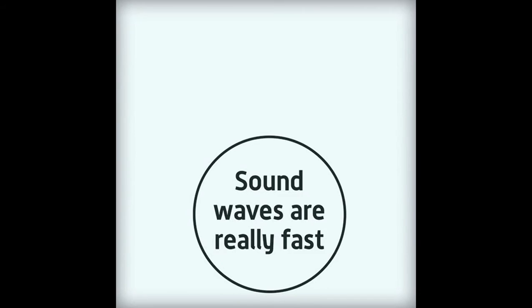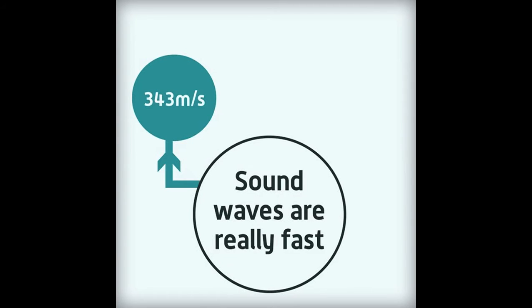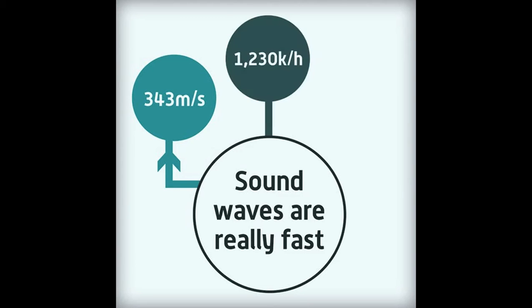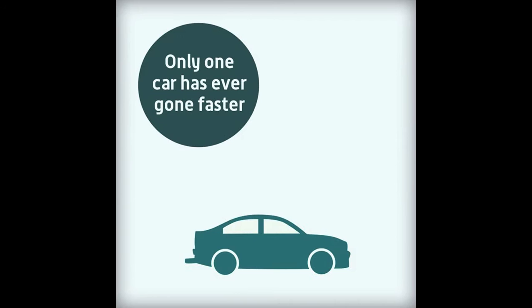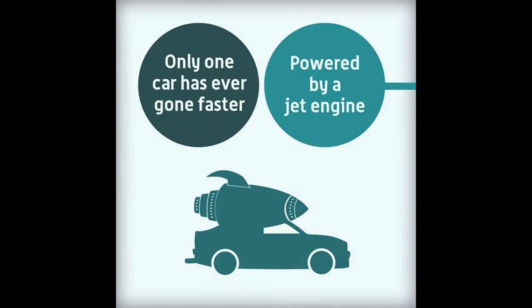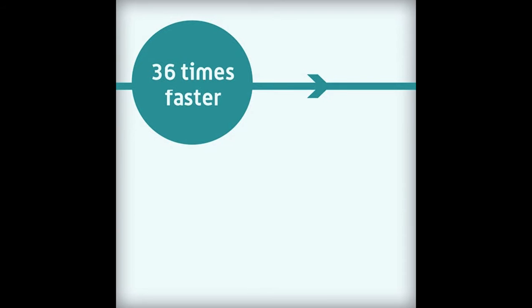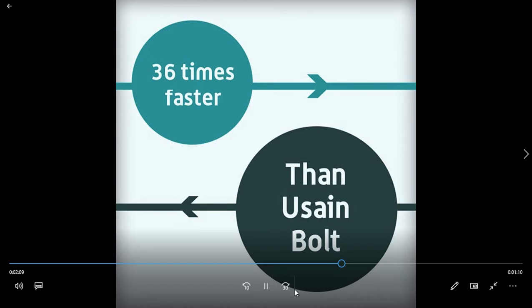In addition to this great range of frequencies, sound waves are really fast. They travel in air at 343 meters per second, which is 1,230 kilometers per hour, or 767 miles per hour. To put that into context, only one car has ever gone faster, and that was powered by a jet engine. It's over 36 times faster than Usain Bolt, the 100-meter runner.